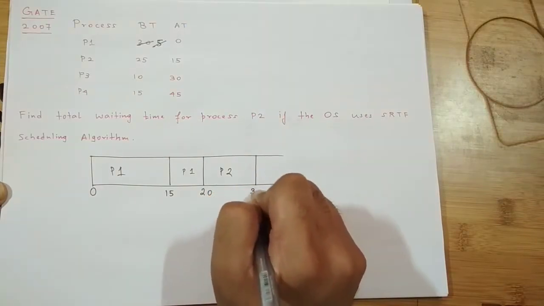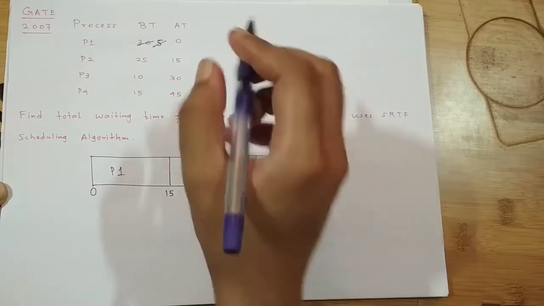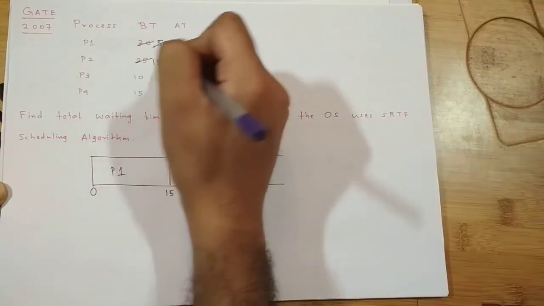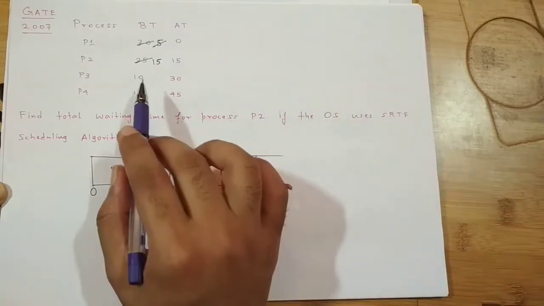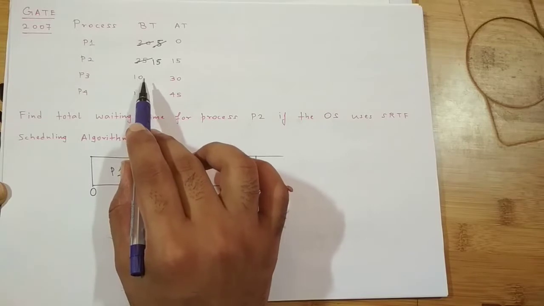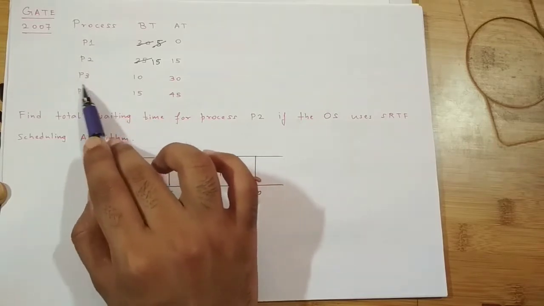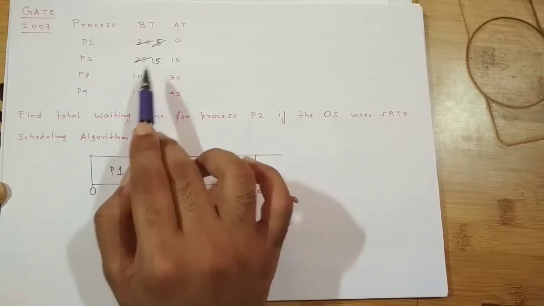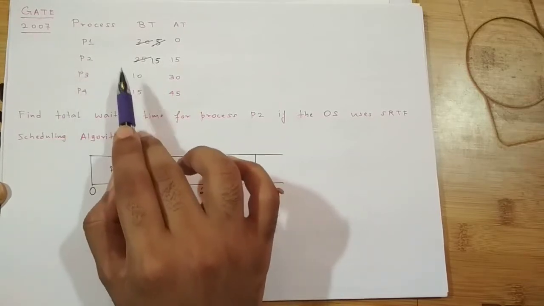So if we schedule this for 10 units, P2 is left with a burst time of 15. And now P3 has made its way into the system. But here we find an interesting thing. That is, the burst time of P3 is 10 as compared to the burst time of P2 of 15. So P3 will be scheduled ahead of P2.